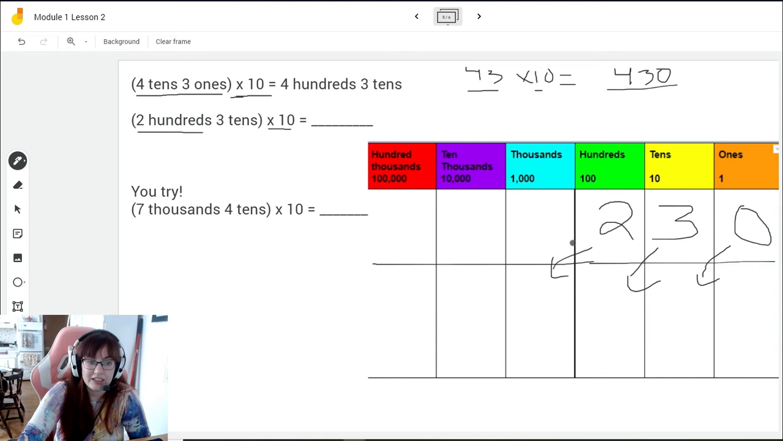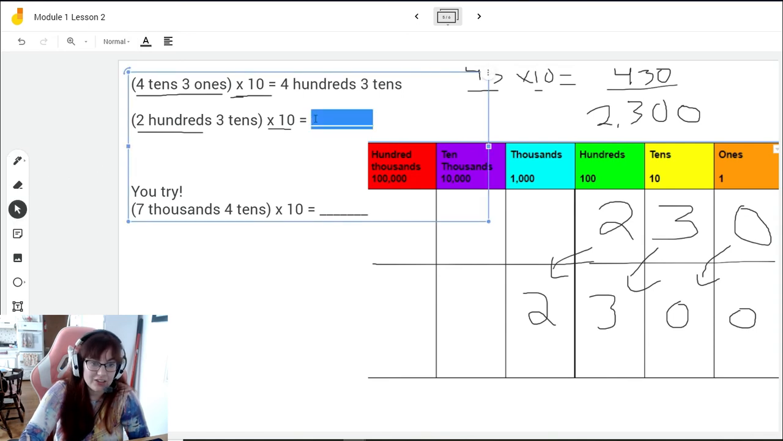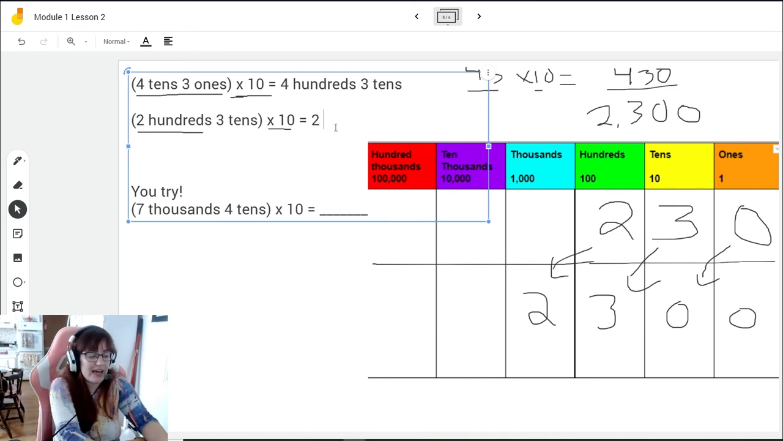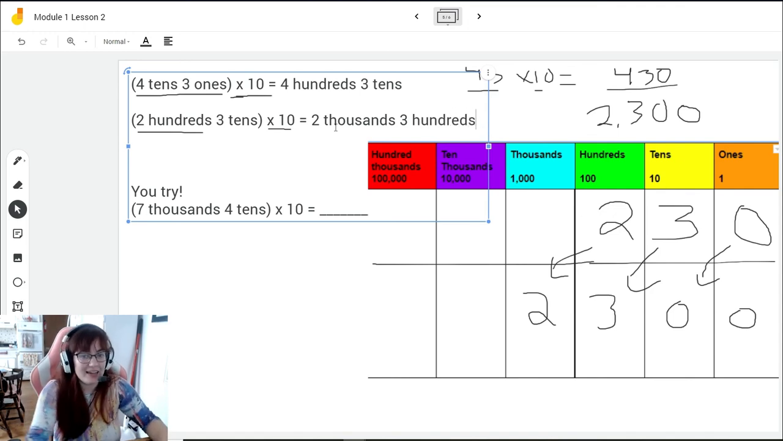So 2 hundreds times 10 becomes 2 thousands. 3 tens times 10 becomes 3 hundreds. 0 will move over, and 0 will be added in, so we don't have an empty place value. Then my final answer will be 2,300. And then if I wanted to write my answer in standard or unit form, then I could write that as 2,300. And that is the final answer.